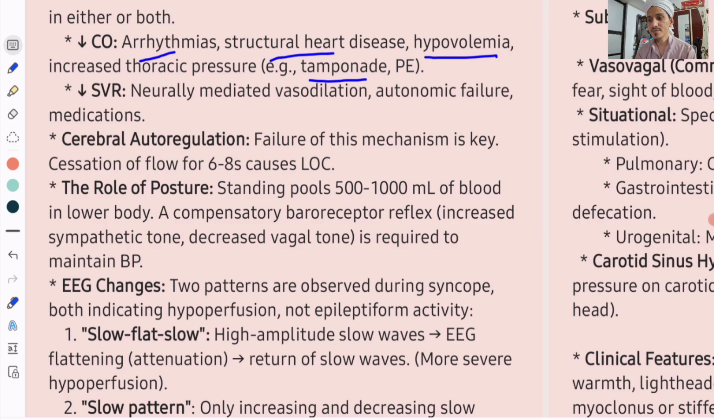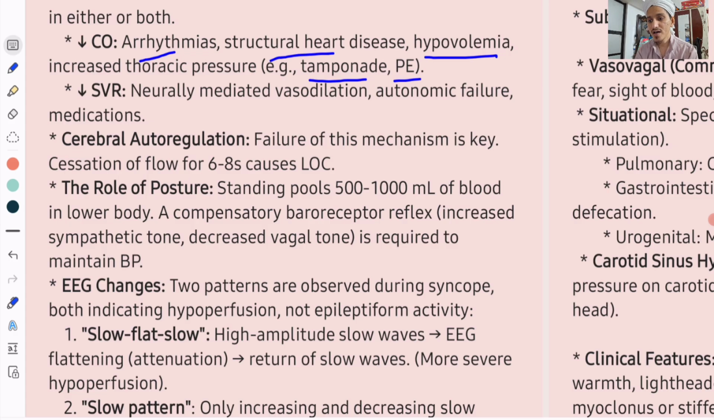And pulmonary embolism. When there is pulmonary embolism, again there is a decrease in the pulmonary circulation. Pulmonary veins will bring less blood to the left ventricle. That left ventricle will pump less blood. That will cause syncope. So these are the causes of decreased cardiac output. So mainly the cardiac causes and intrathoracic causes will cause decreased cardiac output.